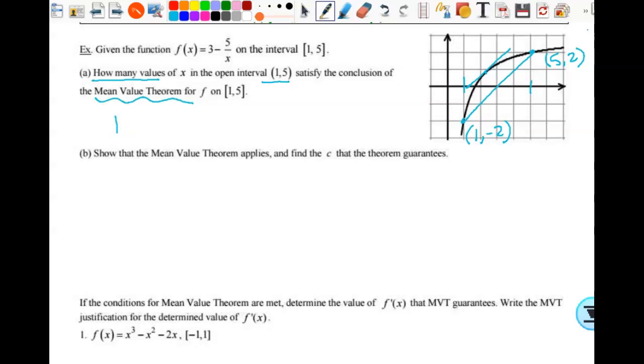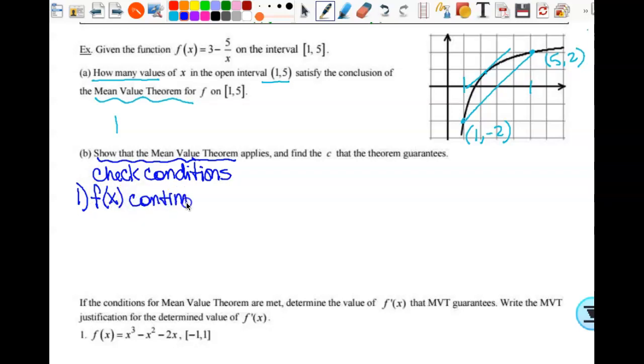So we are going to show that the mean value theorem applies. And when we do this, we have to check the conditions. So don't jump into it and just start doing things first. Make sure that our conditions are going to be met. So the first one is that f of x, this is f, right? Okay. f of x is continuous on 1 to 5.